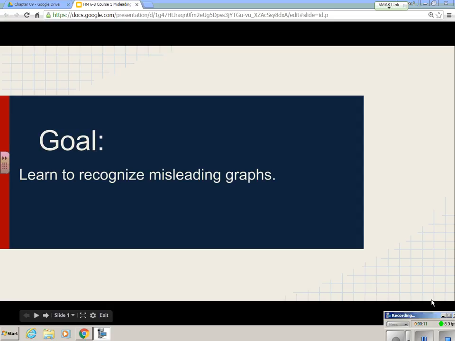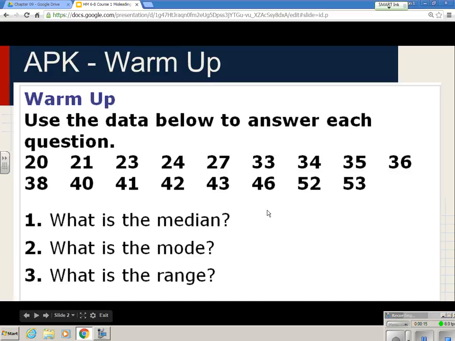All right, so let's get our brains thinking of math before we really get into the goal. Here's your warm-up, a whole bunch of numbers. Just find the mean, median. Oh, I'm sorry, not even the mean. Just the median, the mode, and the range. Come back when you're done.